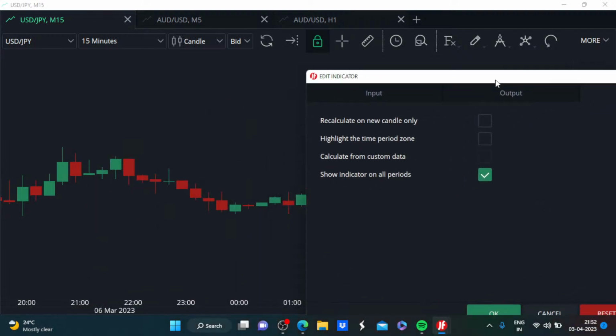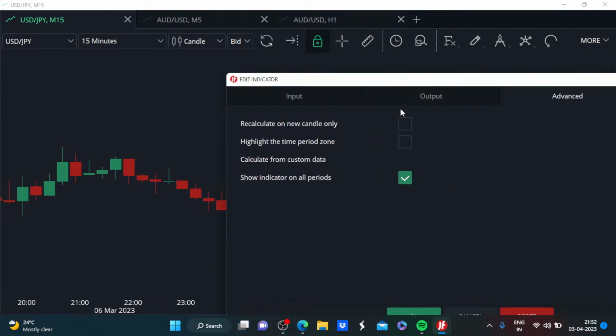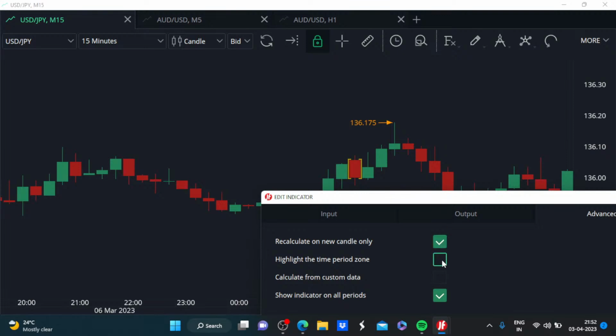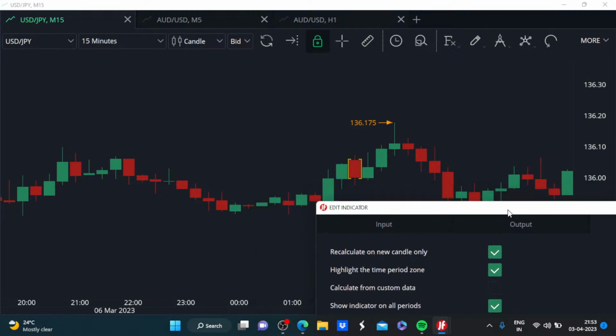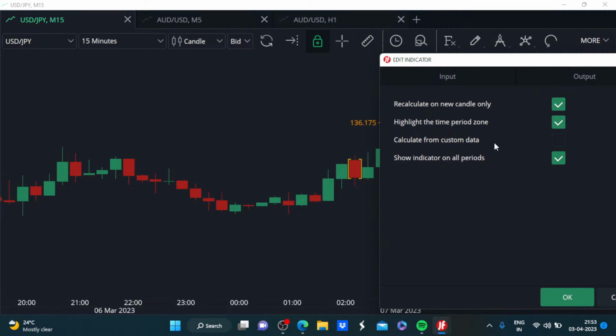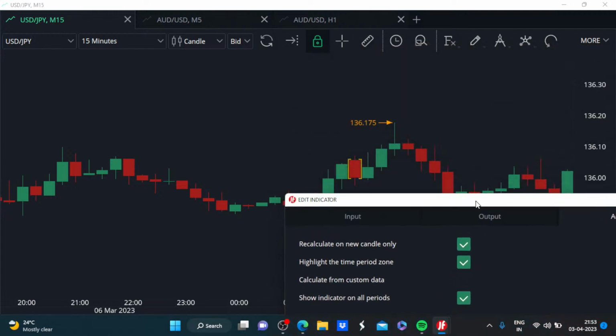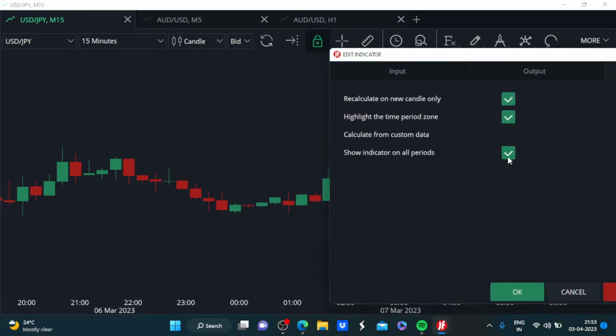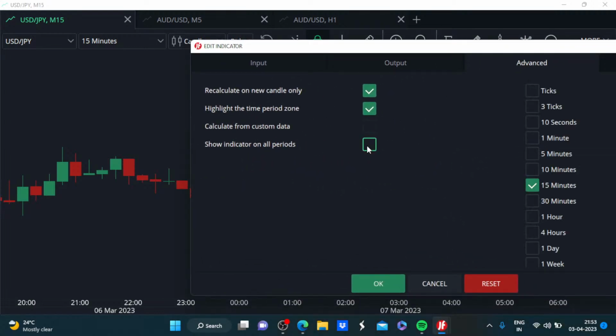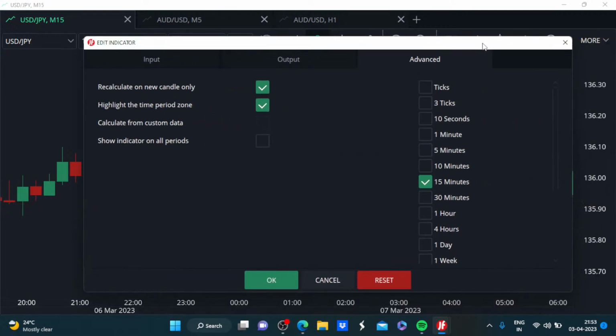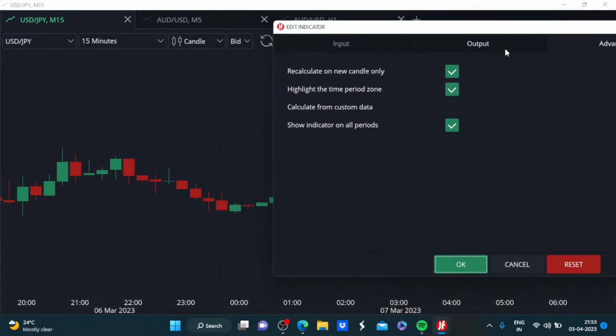Advanced, recalculate on new candle only. You can opt for this option, but it is not really going to make much of a difference since this is a two candle formation. So the highlight time period zone as well as recalculate on new candle are not going to make much of a difference. Calculate from custom data, this has been disabled. If you want this formation to be shown whenever you change the chart's candle period, you have to opt in for this option, else you have to specify on which particular candle period you want this pattern to be recognized on the chart. So if you specify here from these options given to you, only on those specific candle periods this formation will appear. So now I am reverting back to show indicator on all the periods.